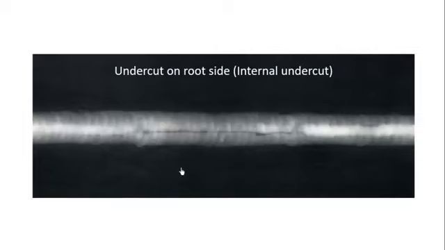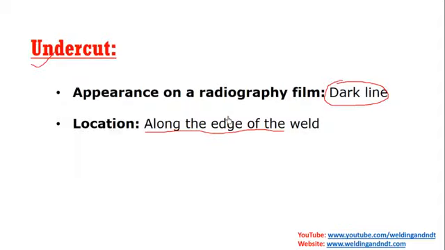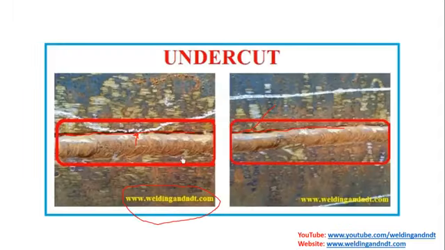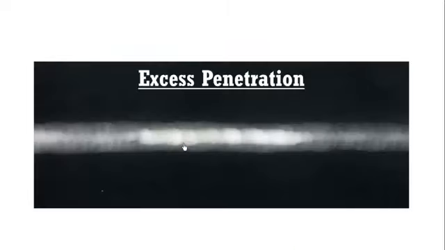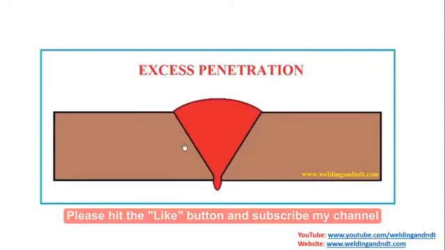Now, undercut can be formed on the external side as well as the internal side. For example, here you can see the front side of the welding. This undercut has been formed on the front side of the welding, so it will be known as external undercut. Now what will be internal undercut? For example, please take this photograph. Don't look at the excess penetration, I just want to show you something.